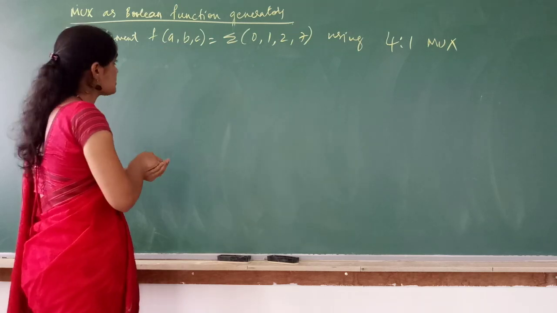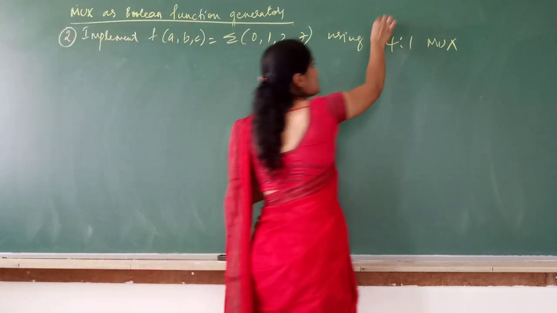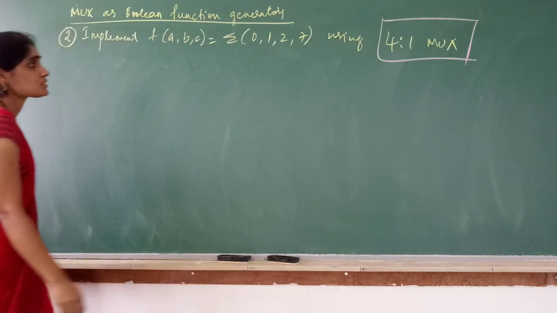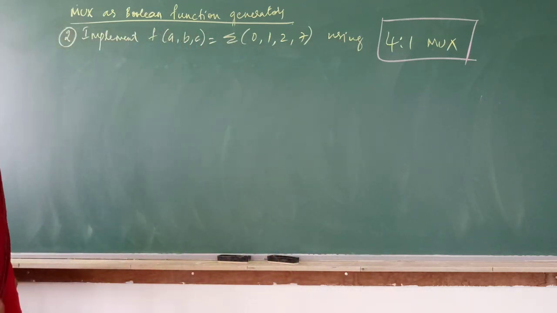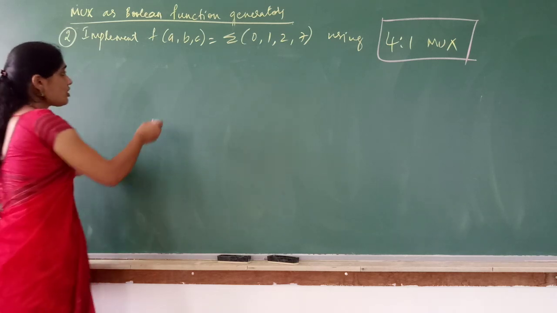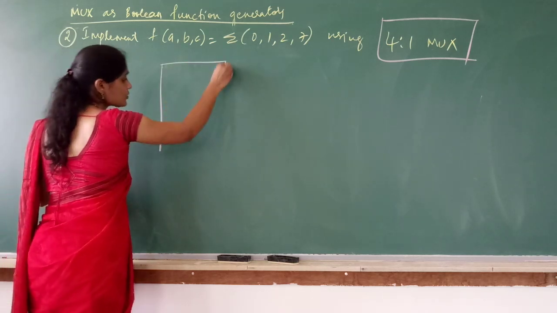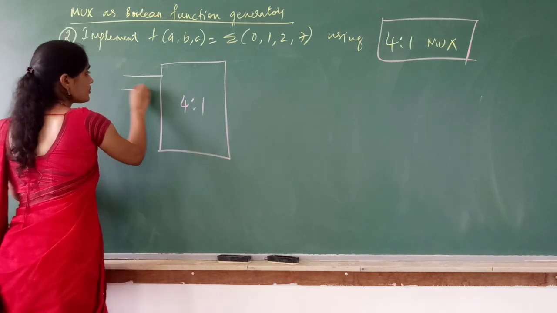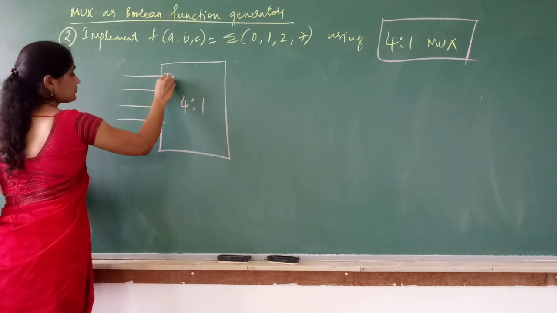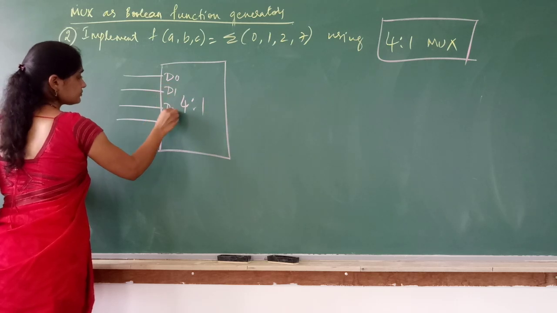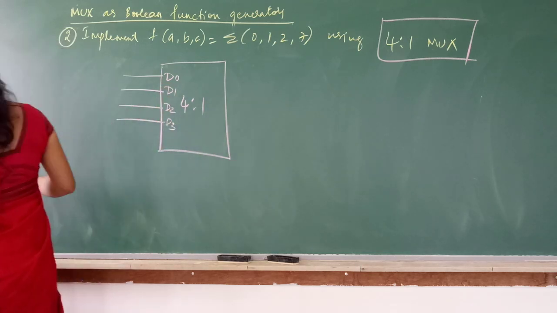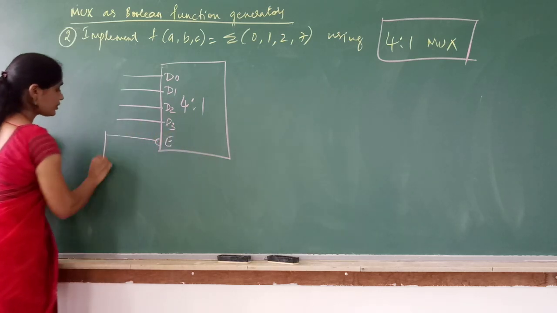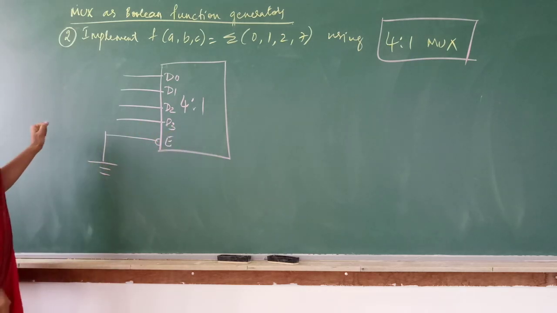But look at the question. Implement this using a 4:1 mux. In the exam, you can expect these types of questions. Using a 4:1 mux, let me write the logic symbol of a 4:1 mux, how it looks. 4 inputs. And how many select inputs? Let me take one enable input also. The enable input always has to be connected to ground.